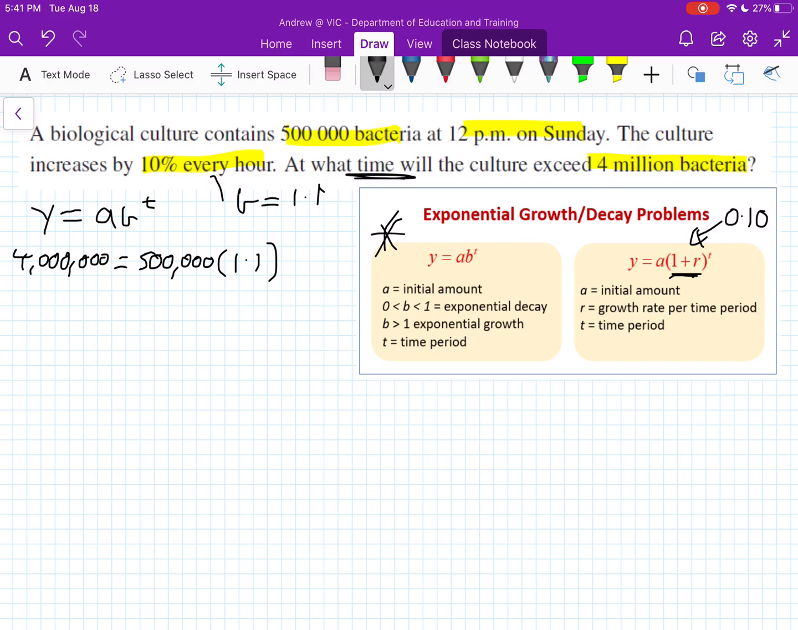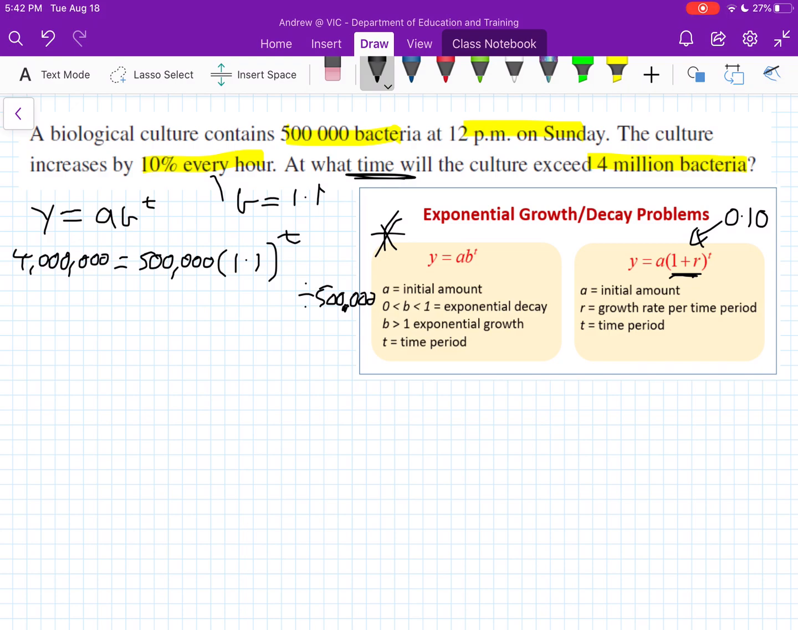Okay, what time will the culture exceed 4 million bacteria? This is how you set it up. Write out your equation, work out where everything goes within it and what you need to figure out. So we've got all of this information here now. What we can do is simplify this down a little bit. First, I'm going to divide both sides by 500,000 because that goes into 4 million nicely.